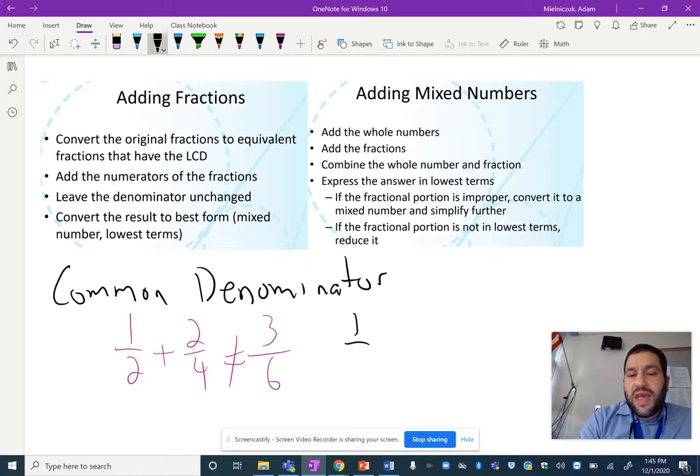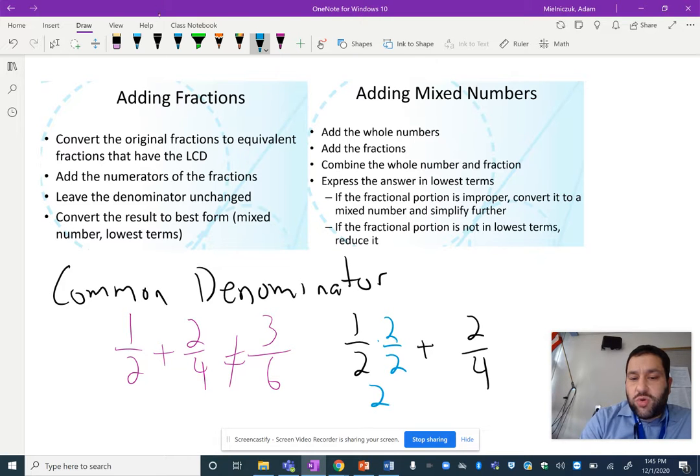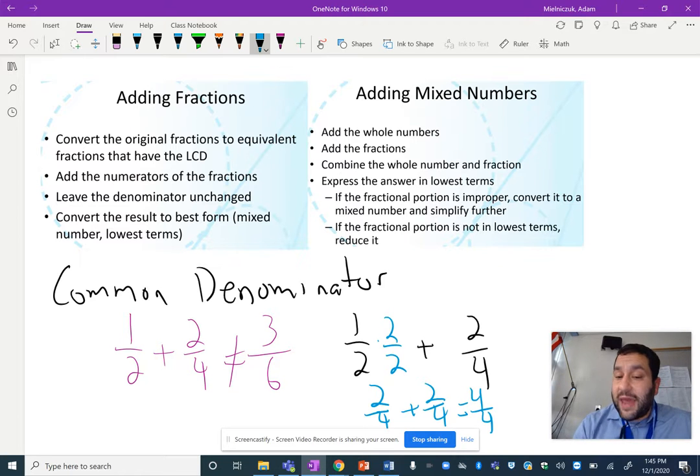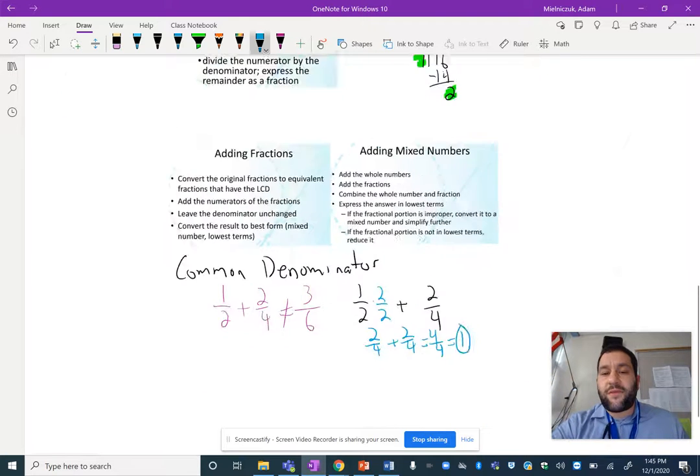So what we have to do instead, when we're adding them, is find a common denominator. Now I see that I can take 1/2 and multiply it by 2 over 2 to now get 2 out of 4 plus 2 out of 4, which will give me 4 out of 4. Notice I did not add the denominators together, which will then equal 1. Okay? That's what you do for adding fractions.